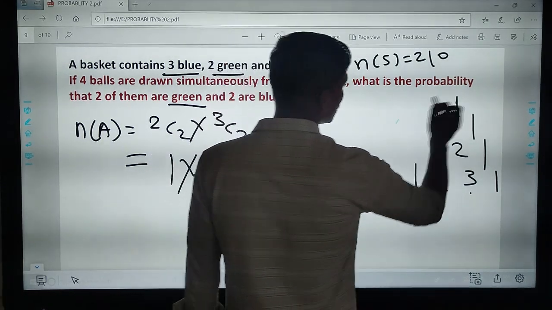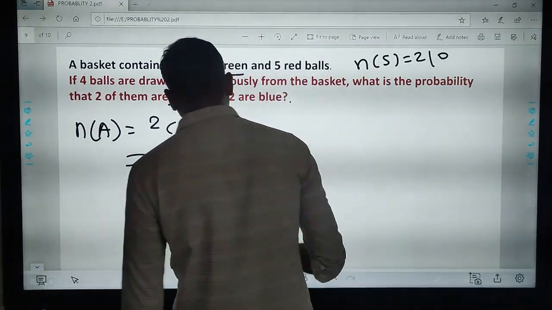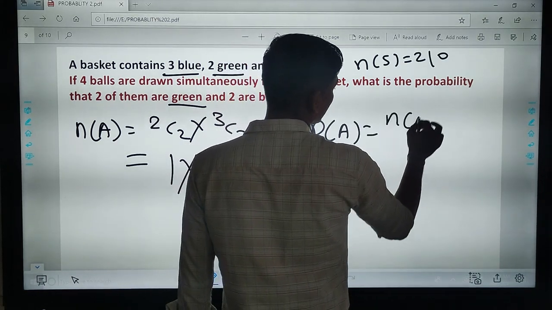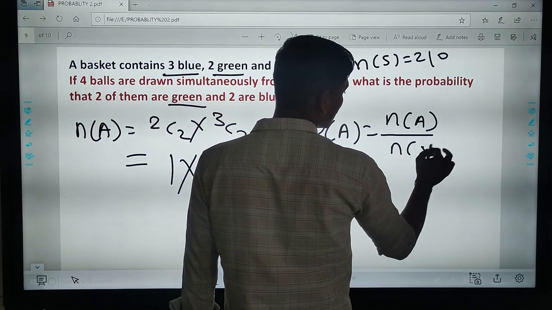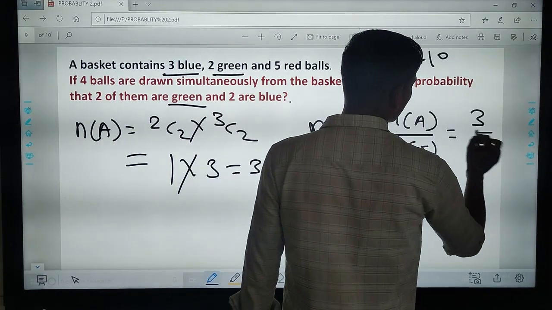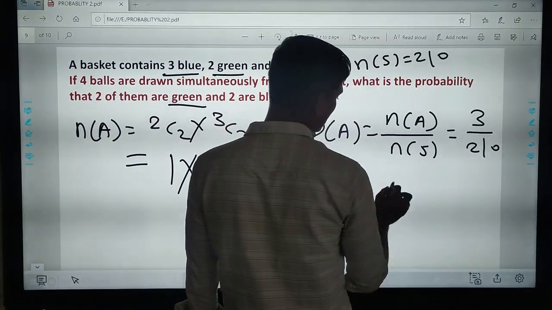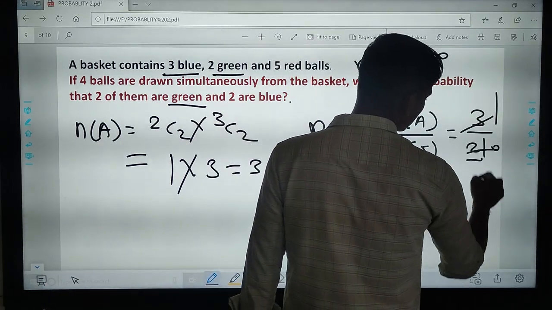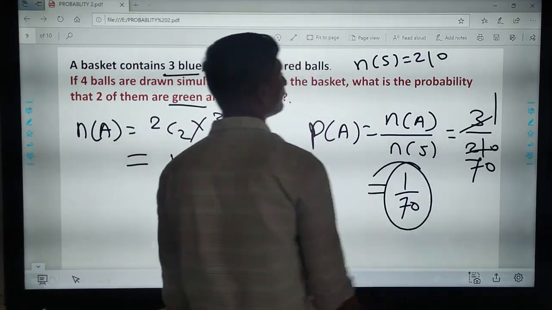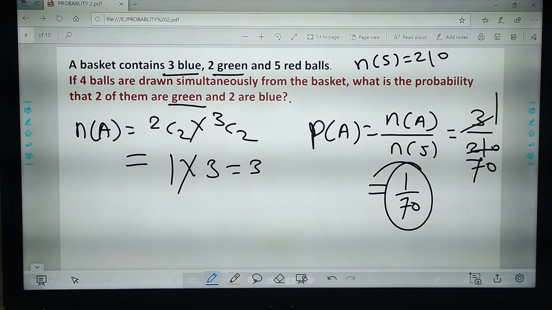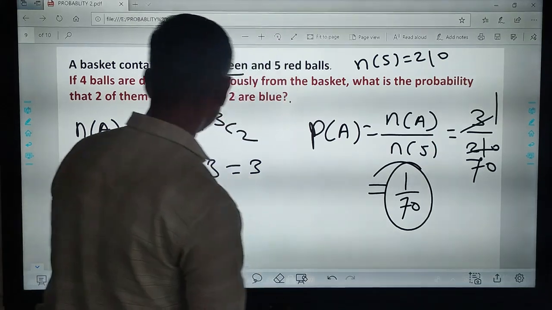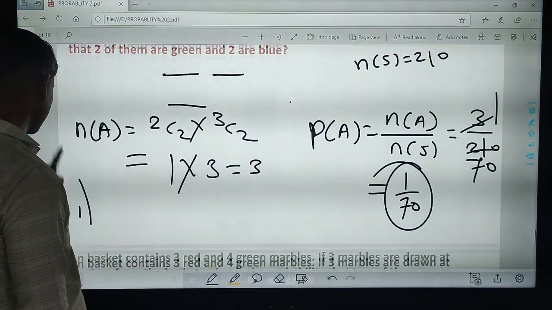Now here we find the probability. Then P of A is equal to N of A divided by N of S. N of A is equal to 3 and N of S is equal to 210. Then the probability is 3 1s are 3, 3 7s are 21, then 1 upon 70. Then the probability that 2 of them are green and 2 of them are blue is 1 divided by 70. This is your answer.